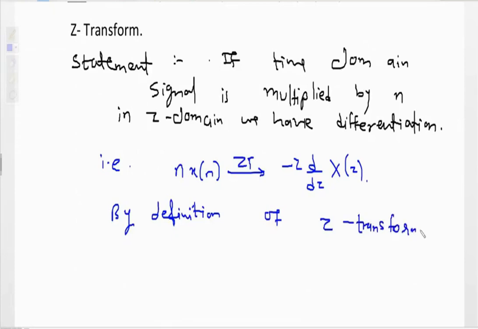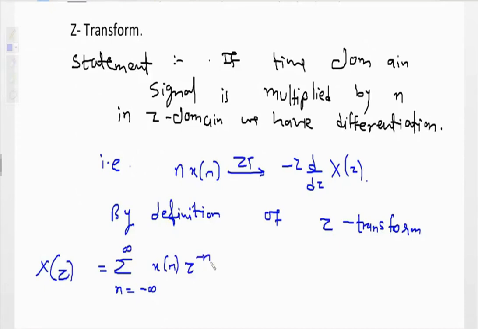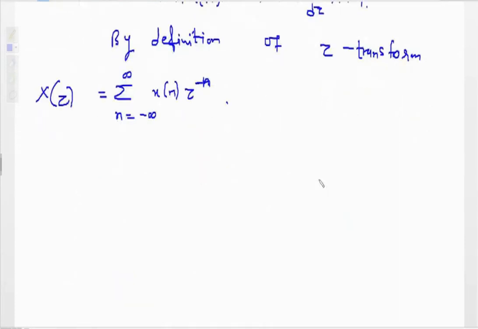As you already know, x of z equal to summation n equal to minus infinity to infinity x of n z raised to minus n. So this is the definition of the Z transform. Okay. Now, as you can see, here we have d by dz. So what I can do in the definition, I will also differentiate our x of z with respect to z. So this side becomes d by dz x of z.